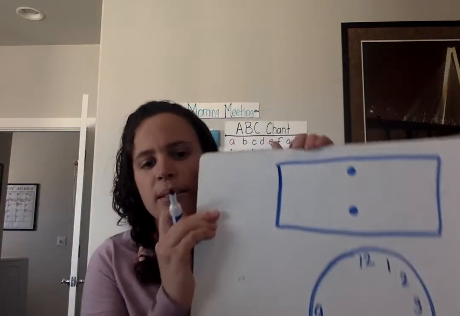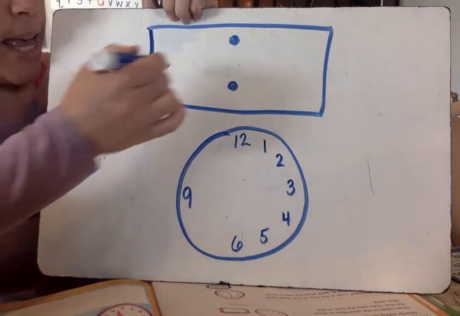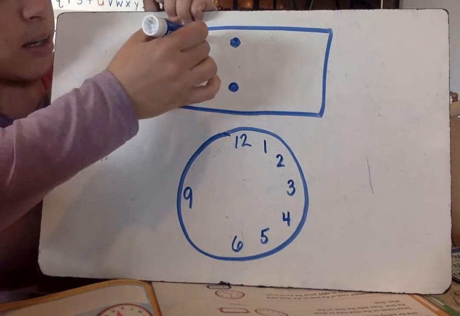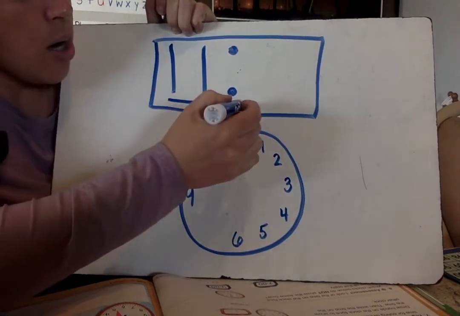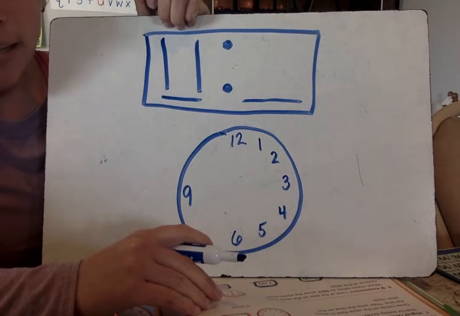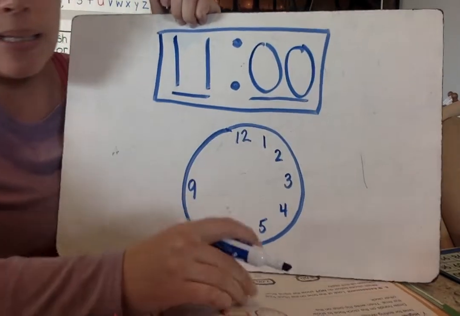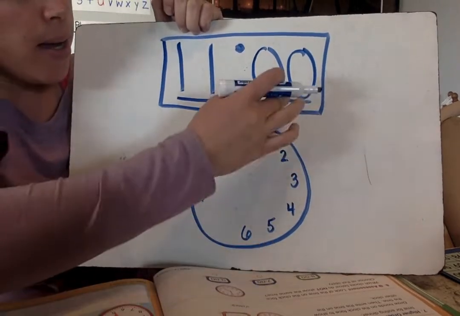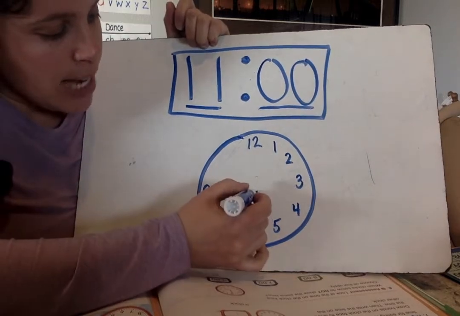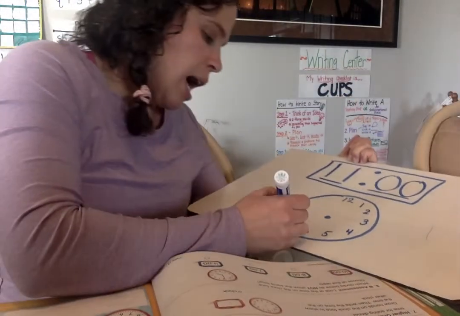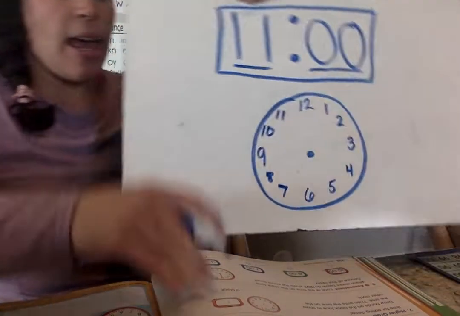So, thinking about this, I'll pull this up since I'm making it. Here's our digital clock, and we said it's 11 o'clock. Okay, you have your hour. What are you going to put for the minutes? If it's o'clock, it's always going to be 00. O'clock, 00.